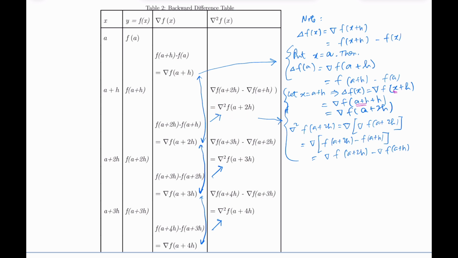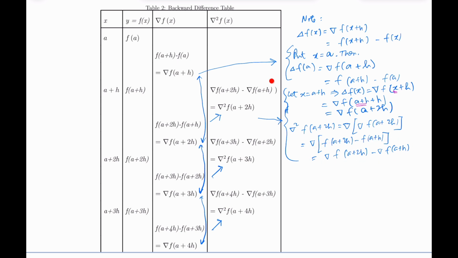Okay. So del square f(a+2h) is del of del f(a+2h). Del f(a+2h) is f(a+2h) minus f(a+h). Open the bracket here, you get it as del f(a+2h) minus del f(a+h), which is written here.